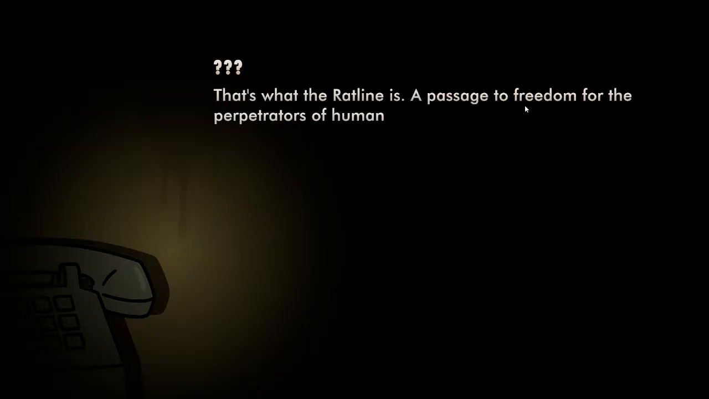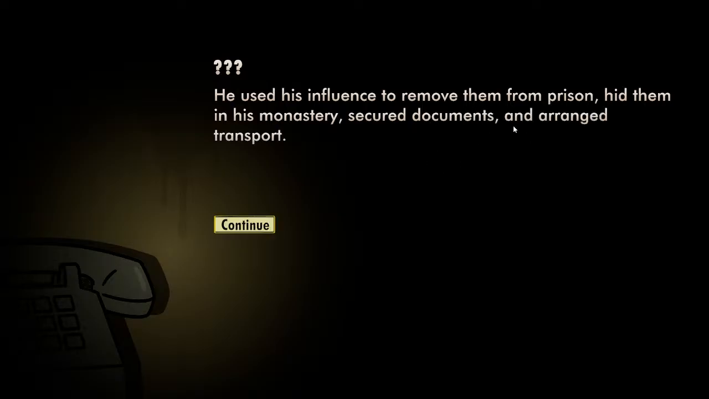A passage to... Oh, it's like how they went to, was it Venezuela? I forget which country they went to. A passage to freedom for the perpetrators of human misery. Tura was a key helper. How did he manage that? He used his influence to remove them from prison, hid them in his monastery, secured... I feel like this is like a weird reversal of what happened when the Nazis were actually in power. Like, because they would have done this to their victims, but now... Never mind, it's fine. Capable... I wonder if that's intentional. Capable guy. What does this have to do with me?